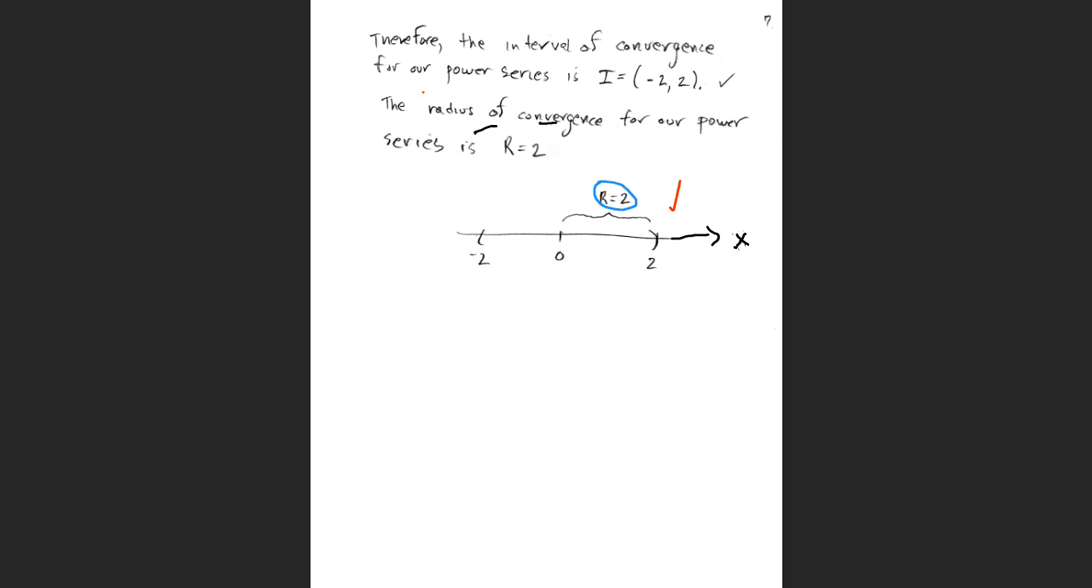Let me show you another one from the book here. I'm going to look at this example 1. Well, hold on one moment.